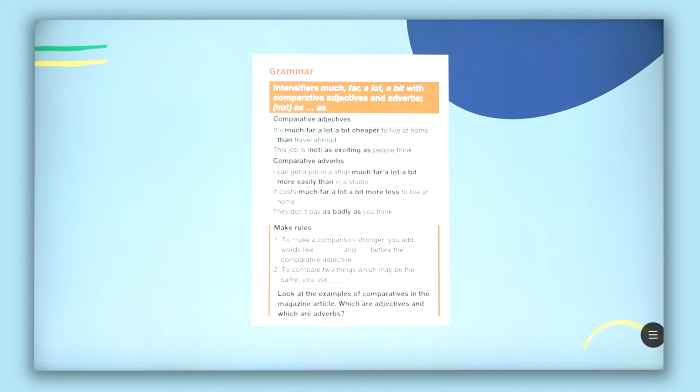Below you will see the rules by which we will use comparative adjectives or comparative adverbs. To make a comparison stronger, you add words like much, far, a lot before the comparative adjective. And to compare two things which may be the same, you use as, or not as. Please see the magazine article, which is in your books, and then list the adjectives and the adverbs in your notebooks.